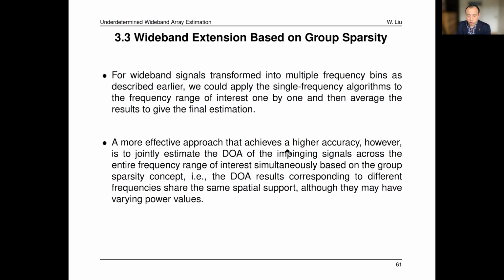A more effective approach that achieves a higher accuracy is to jointly estimate the DOA of the impinging signals across the entire frequency range of interest simultaneously, based on the group sparsity concept. That is, the DOA results corresponding to different frequencies share the same spatial support, although they may have varying power levels. So basically, for each frequency, if there's no signal, then there should be no signal for the other frequencies, right? They have the common support across the frequency range of interest. That's the observation, so we can apply a group sparsity concept to the whole frequency range. That's the idea.